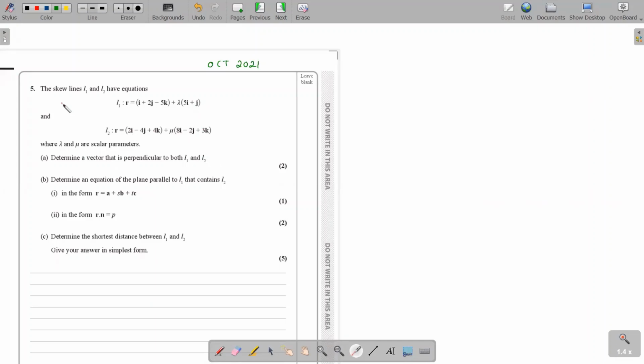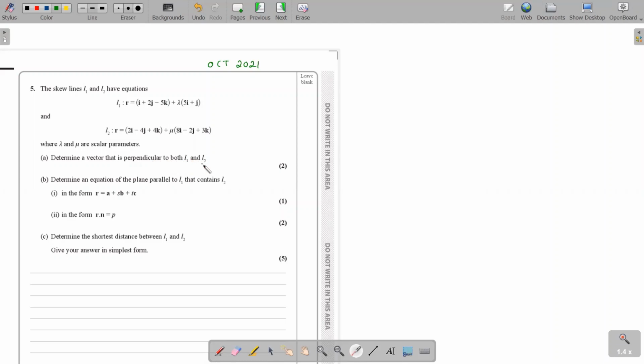Skew lines are three-dimensional lines that do not intersect. They do not intersect, and neither are they parallel. So two lines that are not parallel and do not intersect. They say you determine a vector that is perpendicular to both line 1 and line 2.